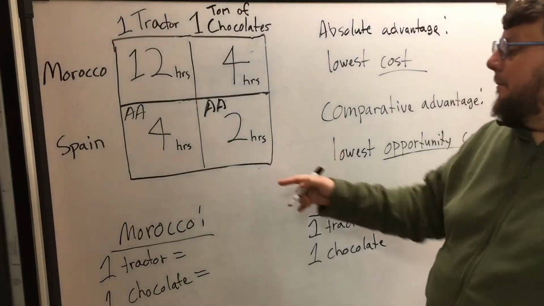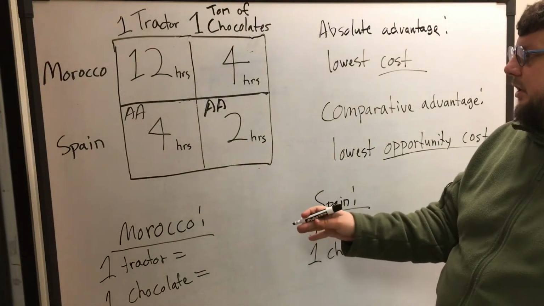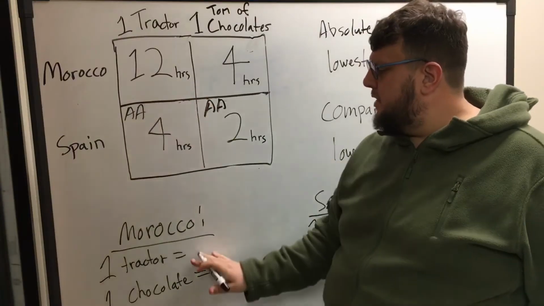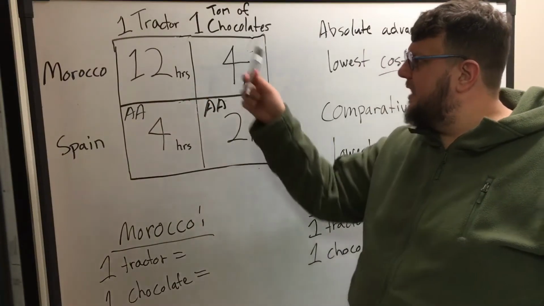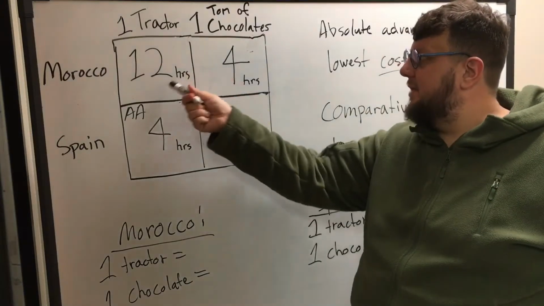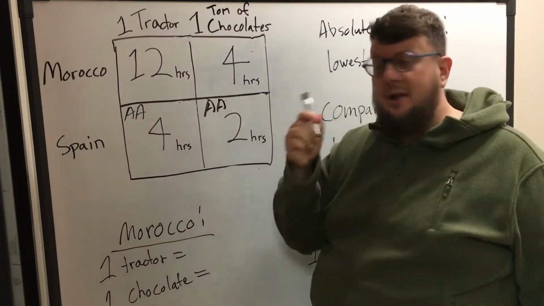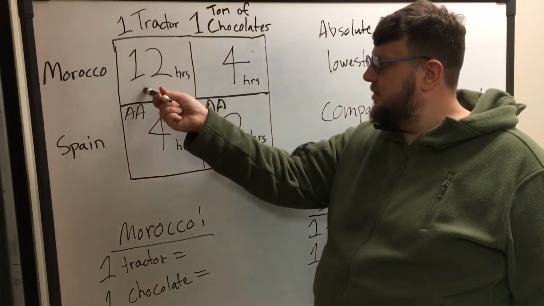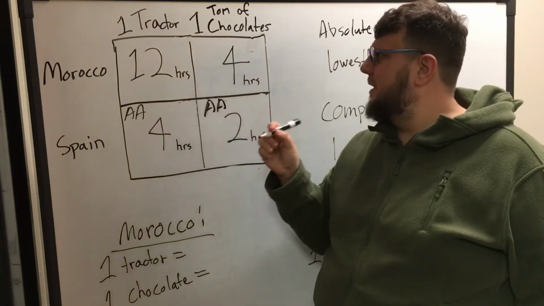All right, so Morocco is going to make a tractor, and Morocco's tractors cost 12 hours to make, but I don't want you to put 12 hours there. I want you to put how many of the other good they make. In this world, there's only two goods, and so if they're not making tractors, what are they making? Chocolates. And so they can make a tractor in 12 hours, or in 4 hours, they can make a chocolate.